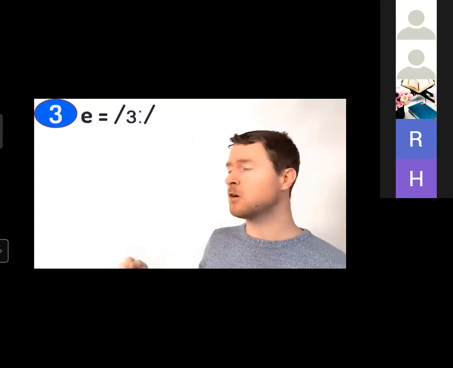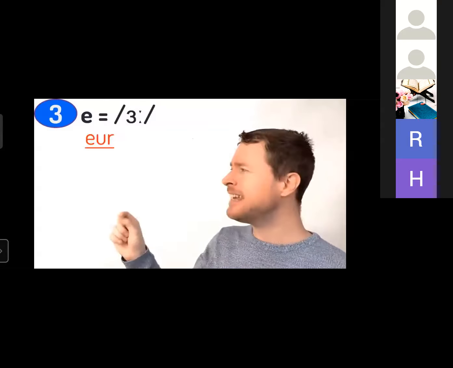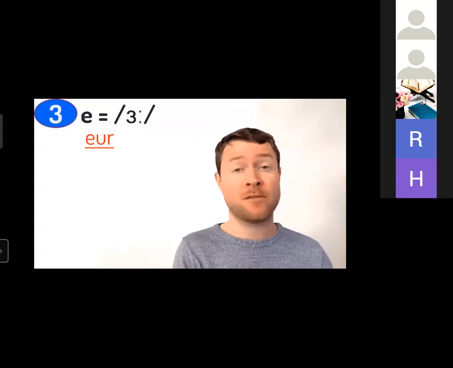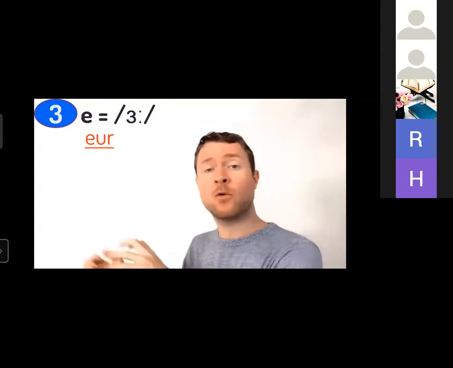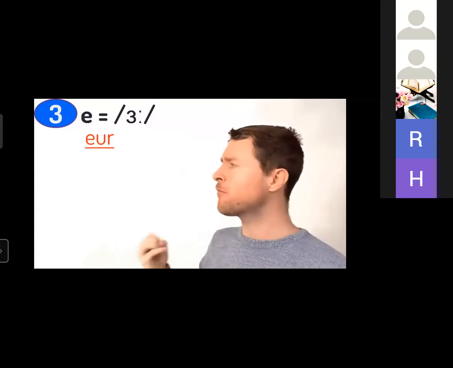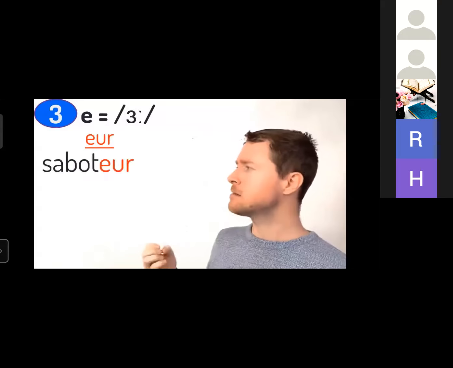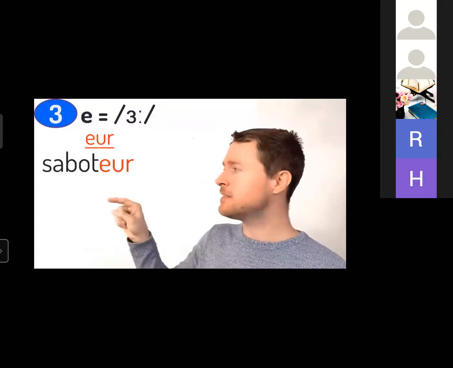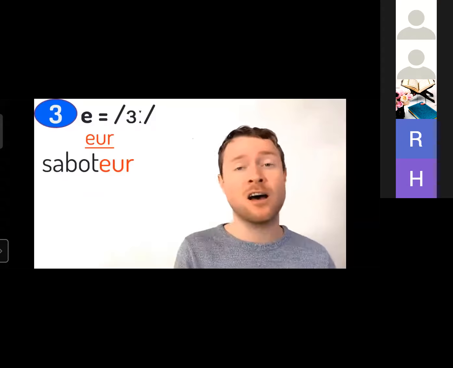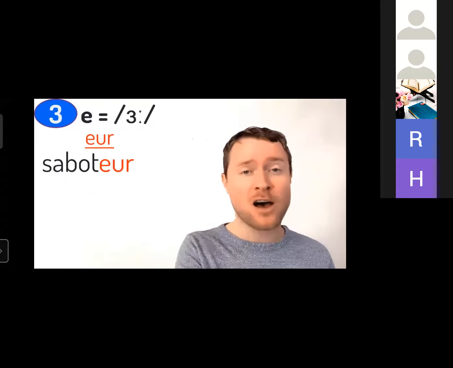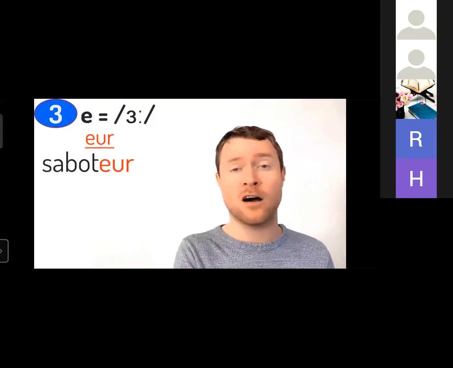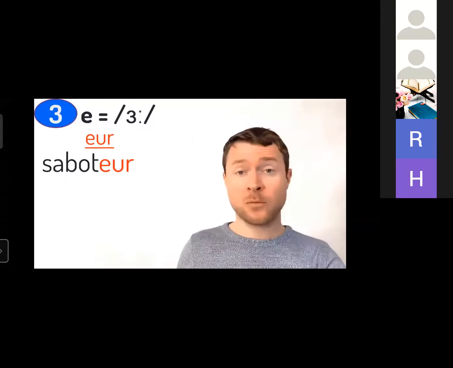There are also some loan words from French that have really weird spellings in English. Words that are a little bit longer, ending in E-U-R. They're not common words in English. They're very rare, but these are words that English has borrowed from French. Words like saboteur. You can see that T-E-U-R is pronounced ter, with that sound. So EU here is pronounced the same way in saboteur.